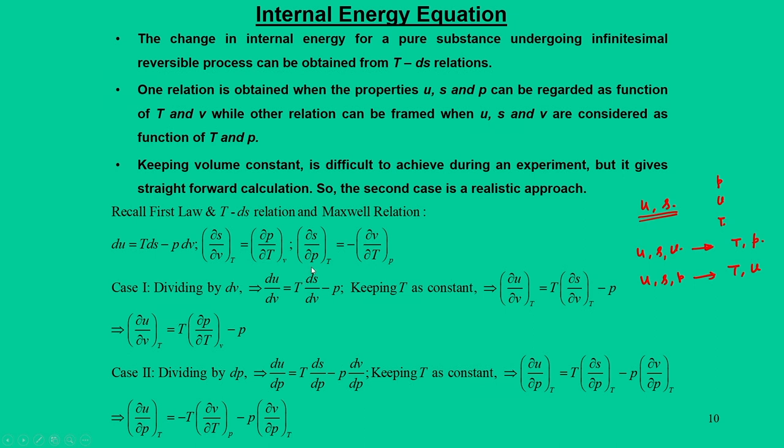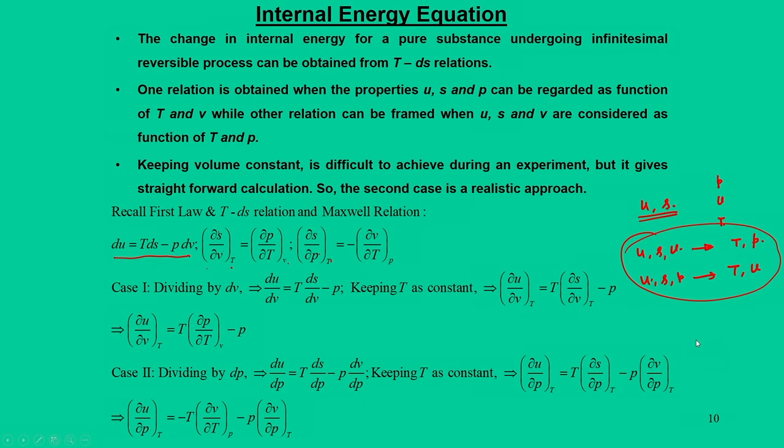For that, we have to recall again the TdS equations, first law and Maxwell's relations. We know from the first law and TdS equations that du is equal to TdS minus PdV. And we have two Maxwell relations we are considering. One is dou S by dou V at constant T is equal to dou P by dou T at constant V. And the second one is dou S by dou P at constant T is equal to minus dou V by dou T at constant P. These we basically get from these concepts.